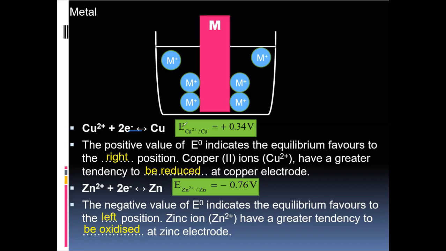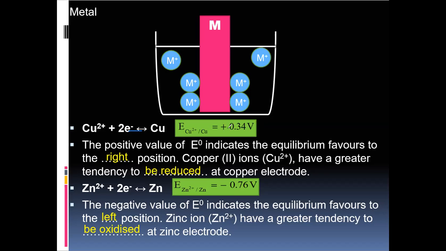Now here we have our electrode. This is not electrode potential, it is E0. Is that okay? This is the electrode potential of the cell. So the electrode potential of Cu2+ to Cu, which is a reduction half reaction, is +0.34 volts. Don't worry, I will show you how we calculate this. Now, the positive value of E0 indicates the equilibrium favors the right position. Copper 2 ion, Cu2+, has a greater tendency to be reduced at the copper electrode.